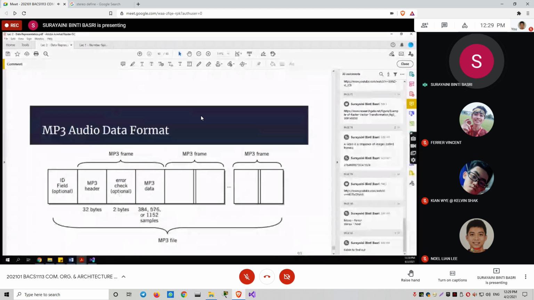In one MP3 file, there will be a lot of frames. Each frame has this information. This frame also has the same information like this, but only the MP3 data is different here. So one MP3 file will have more than one frame. Okay, so that finishes the audio data format.